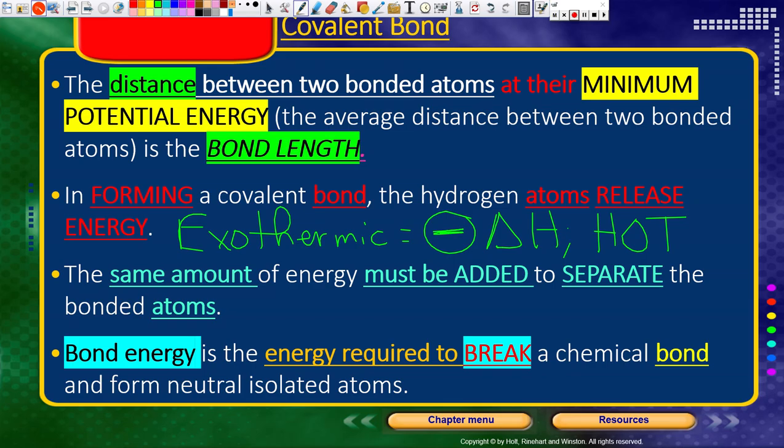To make a bond. Don't choose the wrong one. Bond length is the minimum energy. Bond energy is the energy required to break a bond. And the way I like to think about it is a karate board. If you have to break a board, what do you have to do with energy? Put it in. Does that board have board energy? Yes. Same concept. Okay? All right.